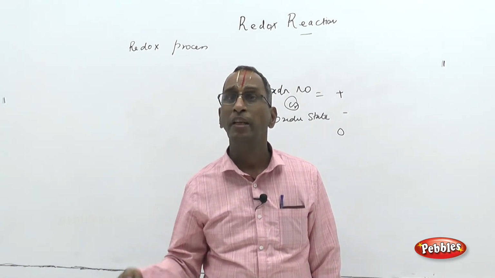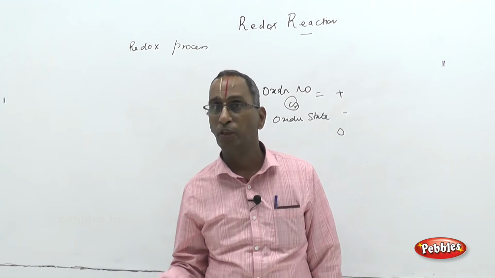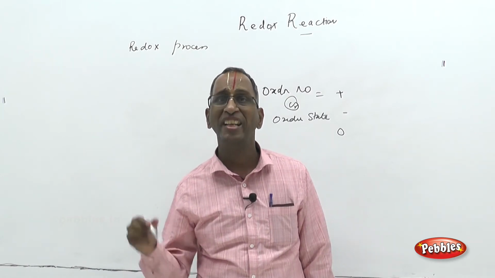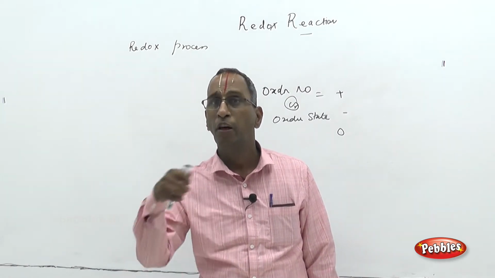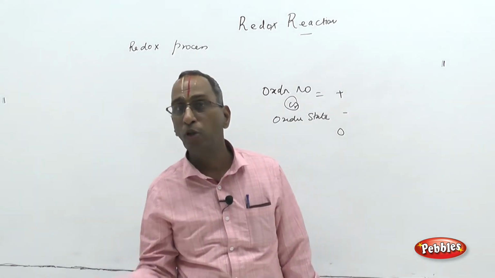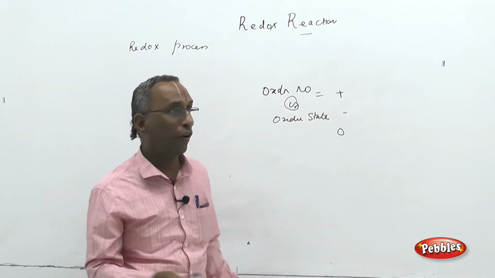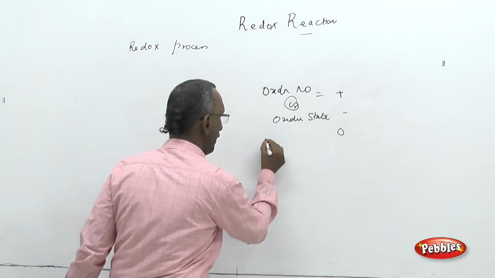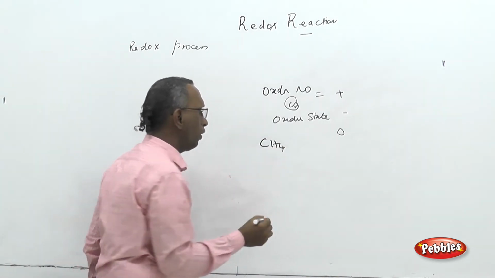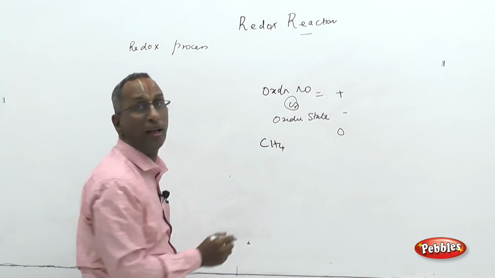More positive means it is a better oxidizing agent. But 0 means it is neither an oxidizing agent nor a reducing agent. In some cases, for example CH4, we tell the oxidation state, it is a covalent compound.